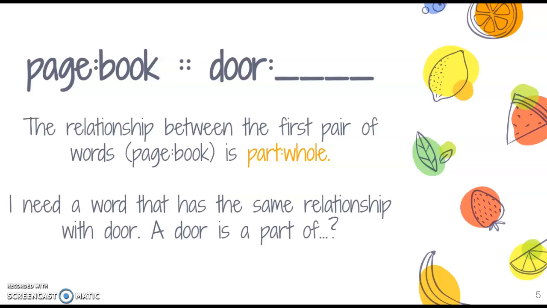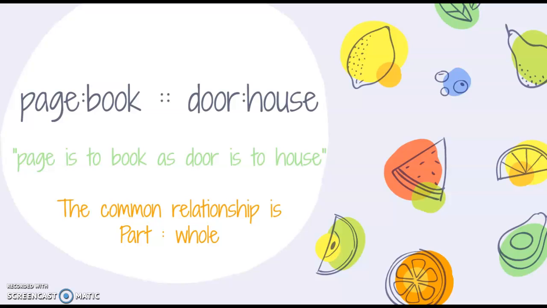Well, looking at this analogy, I want to first look at the first two words. Page is to book. What is the relationship between the first pair of words, page and book? It is part and whole. Page is a part of a book and a book is the whole. Now, I need a word that has the same relationship with door. Door is the part. What is the whole? A house. Page is to book as door is to house.